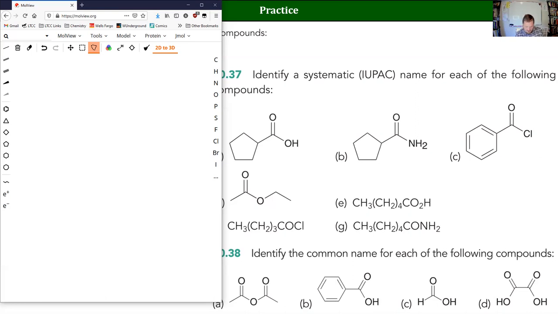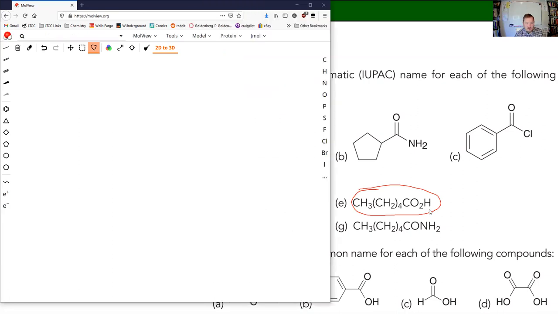If we've got a longer carbon chain, and you can recognize from the condensed structure that it is an acid group, so CO2H is an acid group, we just need to count our longest continuous carbon chain. So one for the methyl at the end, then four in a row, so that's five. Then the last carbon that's part of the acid group, so that would be a total of six. So this would be hexanoic acid.